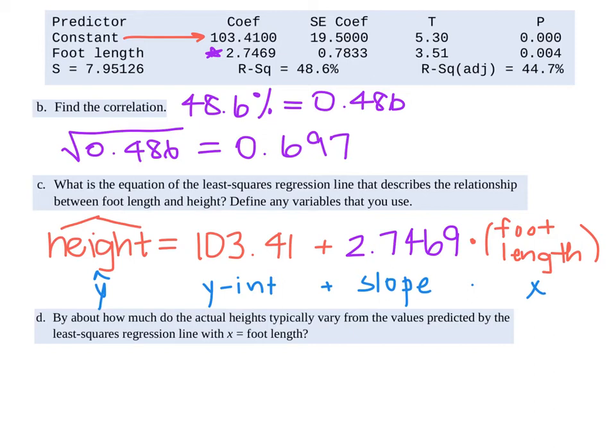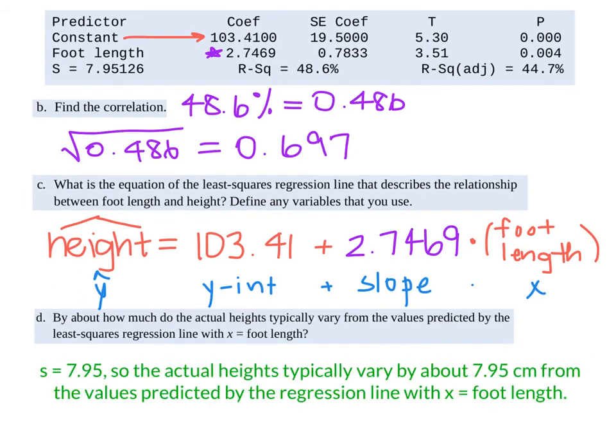So when you're asked how much something varies, that should spring to mind standard deviation. So that's going to be our S value here. So we could say that the S value there is about 7.95. Again, you can include all those digits if you want to. So what that means is the actual heights typically vary by almost 8 centimeters from the values predicted by the regression line, where x equals foot length.